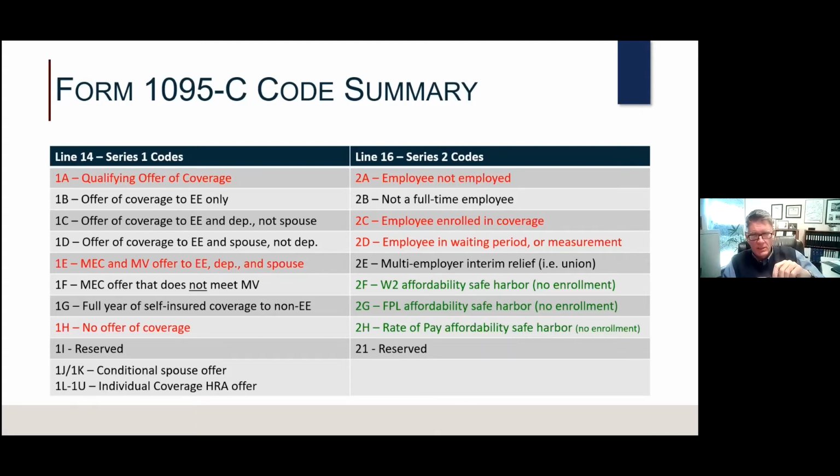And then I've highlighted in green the affordability safe harbor codes, which we're going to talk about in a little bit more detail on the next slide. These are the codes that would be put on the 1095-C in situations where the employee has waived your coverage, but you're demonstrating to the IRS why your offer of coverage was affordable. And you pick one of the three affordability safe harbors to tell the IRS which one you are using.